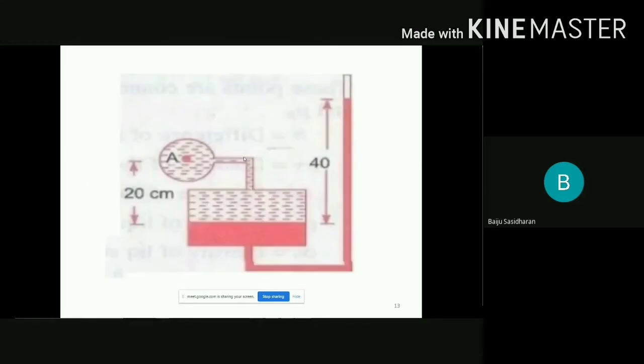According to that, you have a figure. With respect to this reference line, we can simply say that PA plus ρ1 into G into 20 will be equal to P2, which is equal to ρ2 into G into 40. Suppose you want to find out a delta H, then what you can say? Then delta H into the area of cross section will be equal to the area of cross section of this small limb into the deflection in the right side.